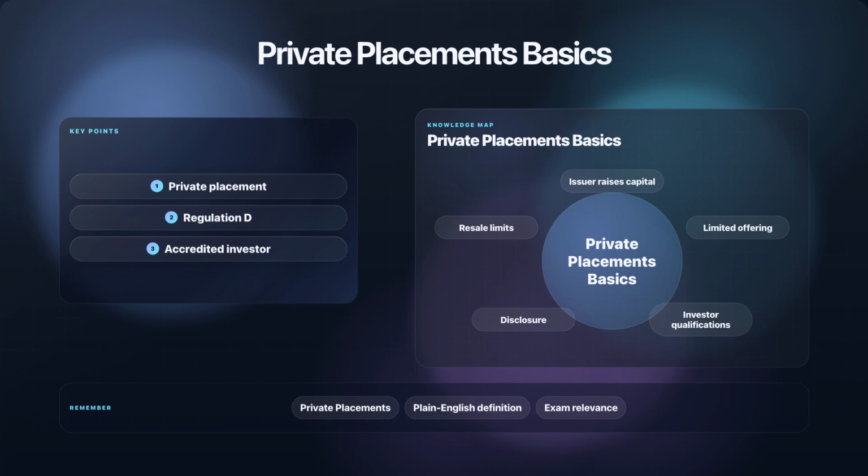The main idea is simple. Private placements are exempt offerings generally made to a limited group of investors rather than the broad public. Your goal is not to memorize isolated words. Your goal is to understand how the concept works inside the securities industry.